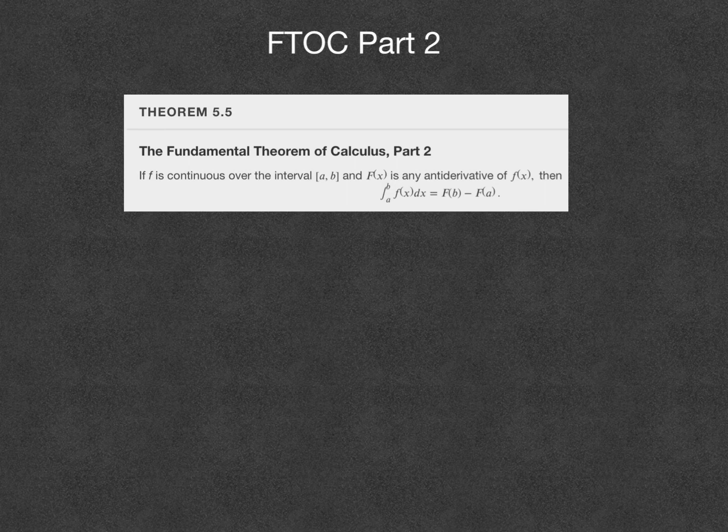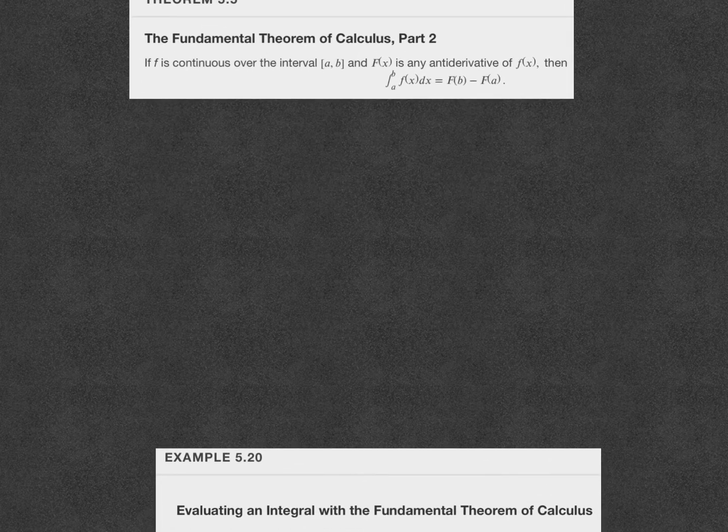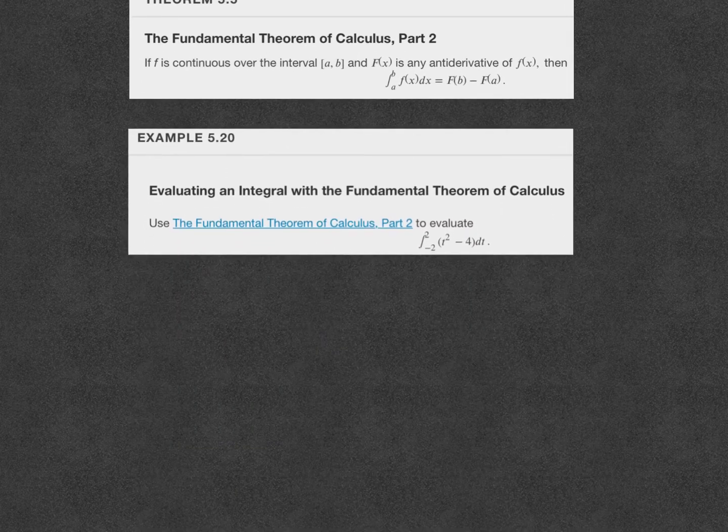Okay, and I will have another video, optional, two videos that I'll post that will visually establish this connection better than I can do in this medium. So let's scroll down and find our first example. We're going to use the fundamental theorem of calculus to evaluate this integral that is written out in terms of t's instead of x's. So we have the integral from -2 to +2 of t squared minus 4 dt.